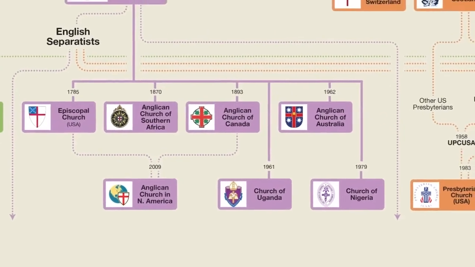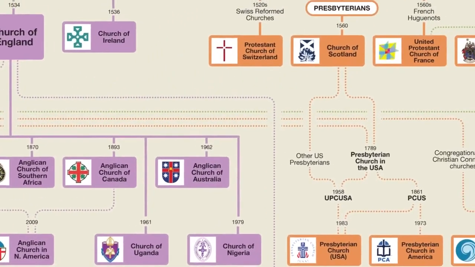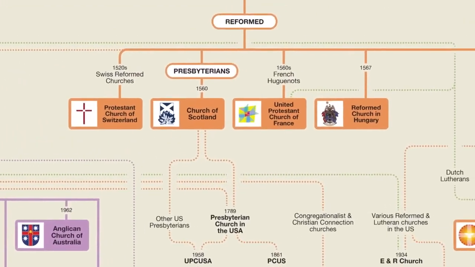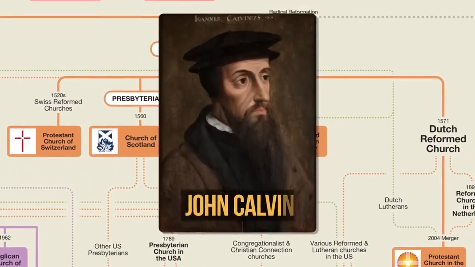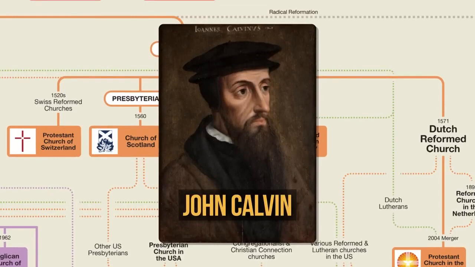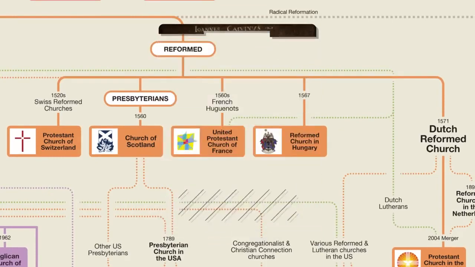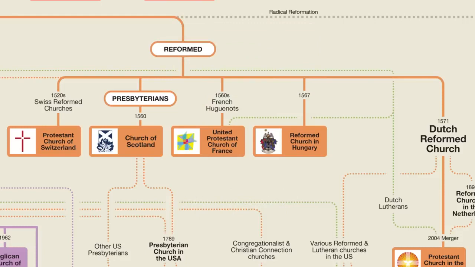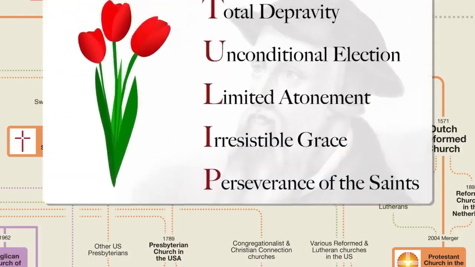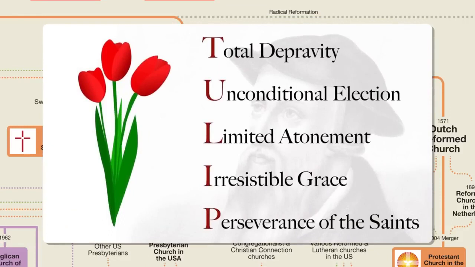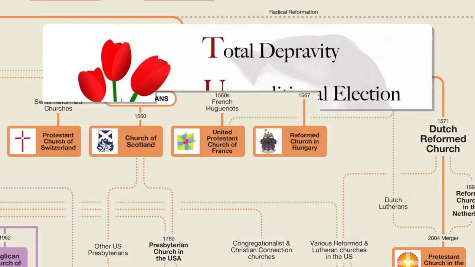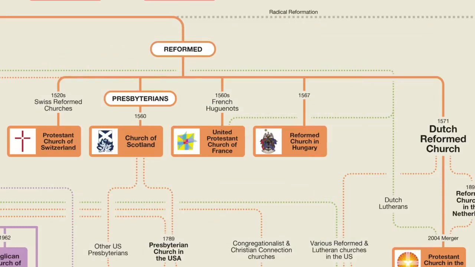Okay, let's now look at the Reformed branch, which is strongly associated with the French theologian John Calvin. In fact, the word Reformed is often used interchangeably with Calvinist. Now, most people associate Calvinism with its purest form, also called five-point Calvinism, and often summarized by using the acronym TULIP. However, I want to point out that there are actually several different versions of Calvinism, and that not all Calvinists hold strictly to the 5 points.